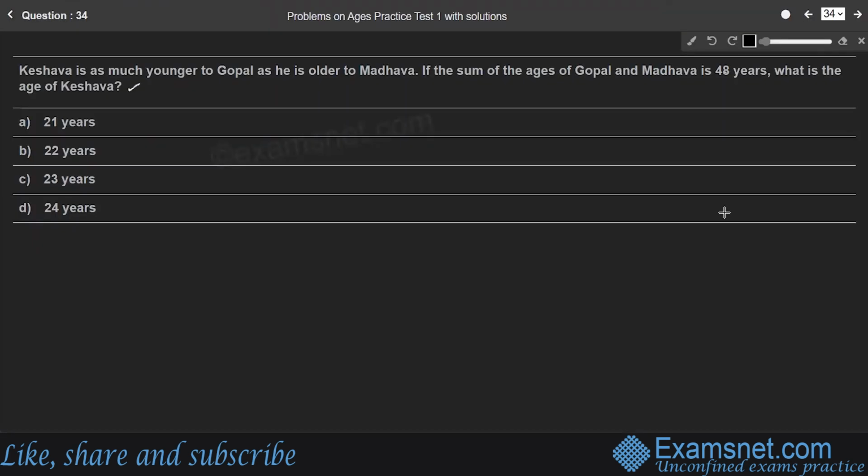Question number 34. Keshava is as much younger to Gopal as he is older to Madhava. If the sum of the ages of Gopal and Madhava is 48 years, what is the age of Keshava? So it is also a very easy question. Here, Keshava is as much younger to Gopal. Let us assume Keshava is X years younger to Gopal.